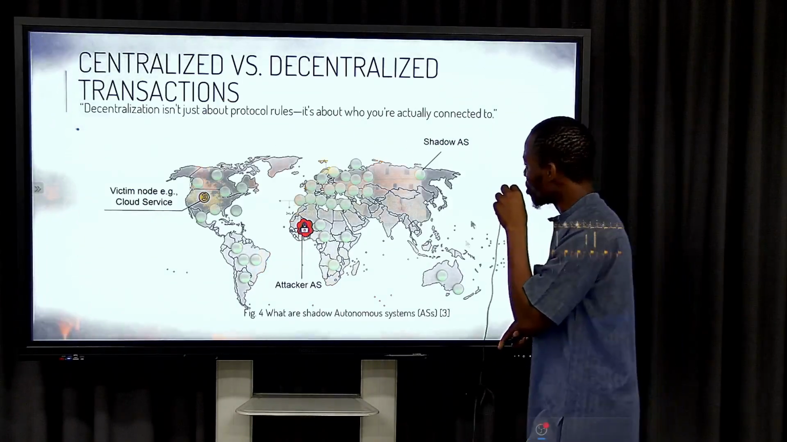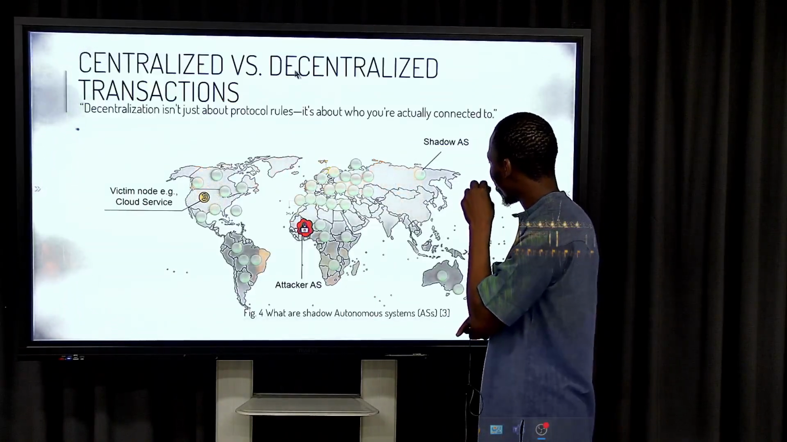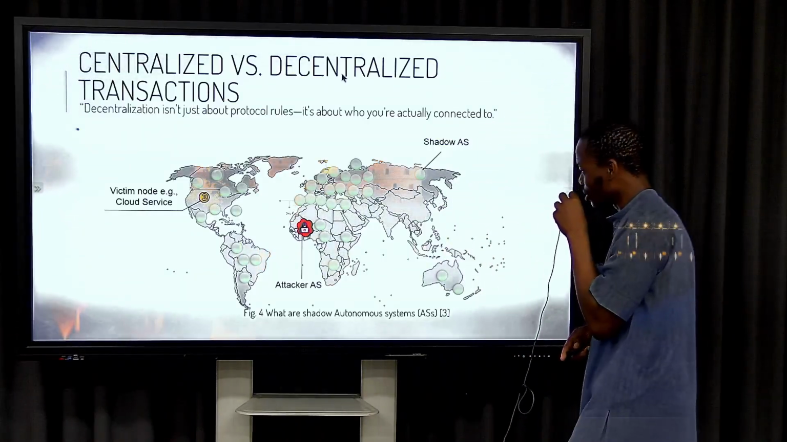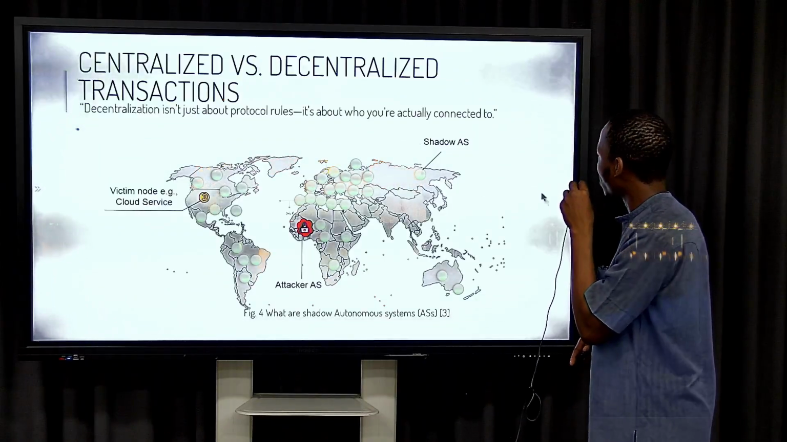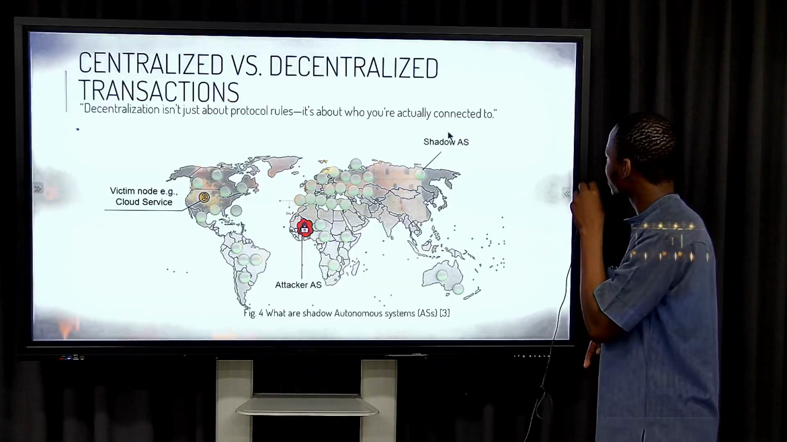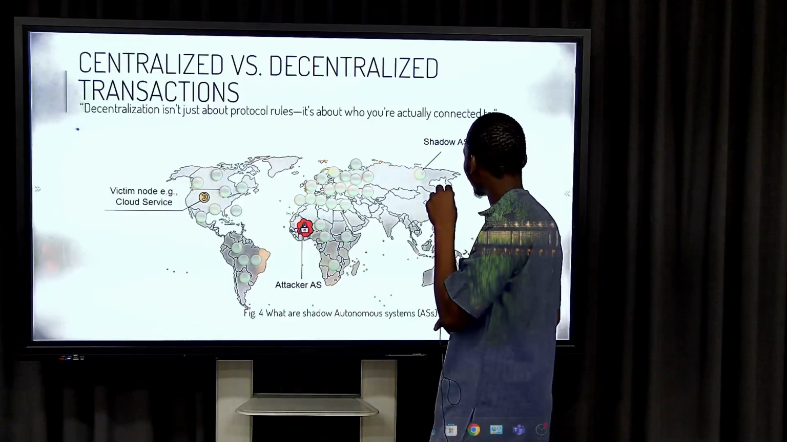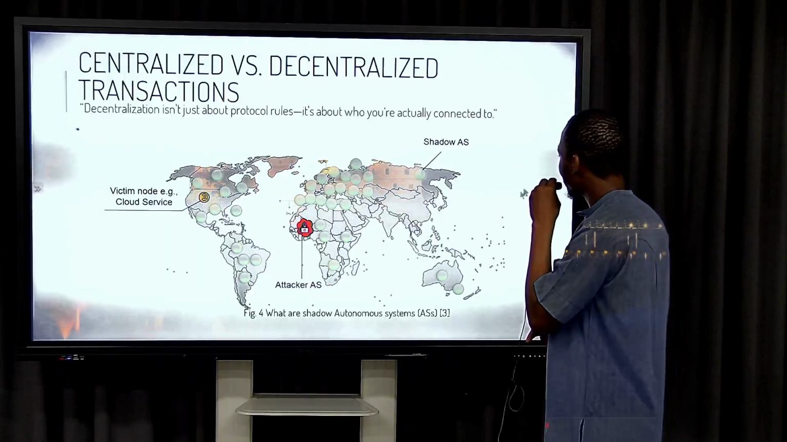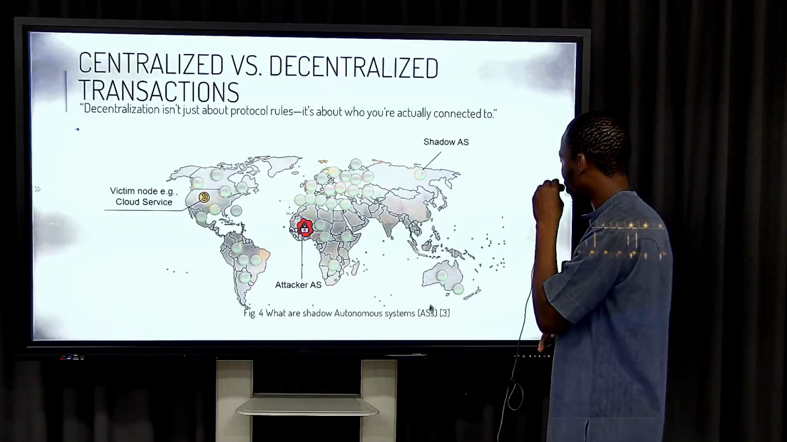So this is where we look at this scenario. For instance, this is a world map. We have Africa, Asia, North America, South America, Europe, and Australia. In this scenario, we have a victim node and we have the shadow AS. AS means autonomous system. An autonomous system is just a router. A router is a device that transfers packets, that is IP packets, internet packets, from one place to another.